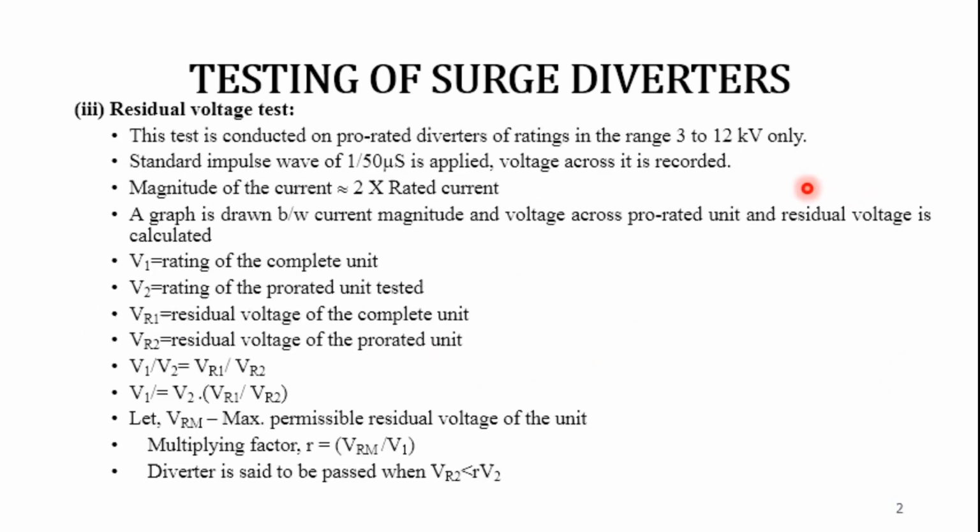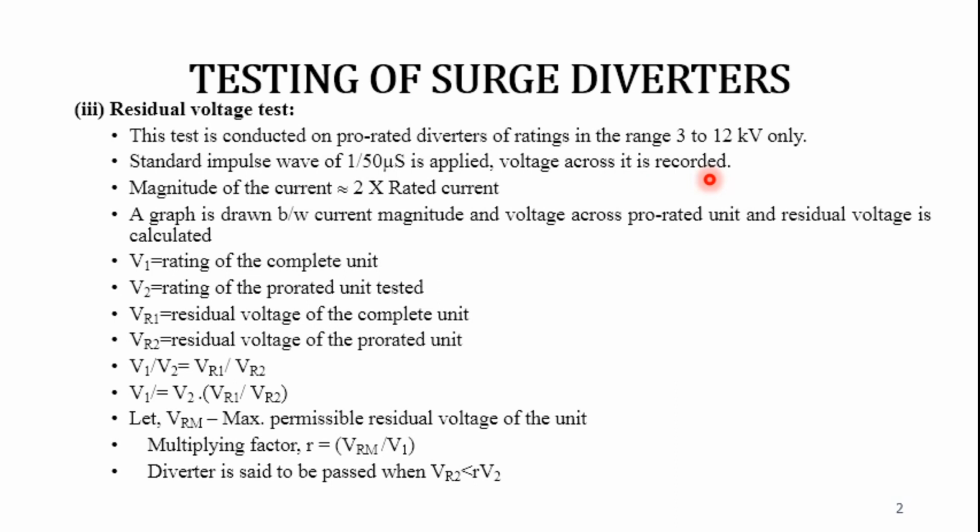Then we have the residual voltage test. This is conducted on prorated diverters of rating in the range from 3 to 12 kV only. The voltage developed across the non-linear resistor, that is NLR, during the flow of the surge current through the arrester is called residual voltage. The standard impulse waveform of 1/50 microsecond is applied and it is recorded, and this can also be recorded using a CRO.